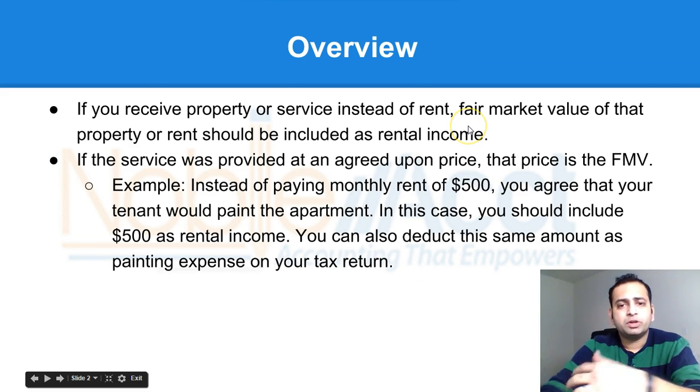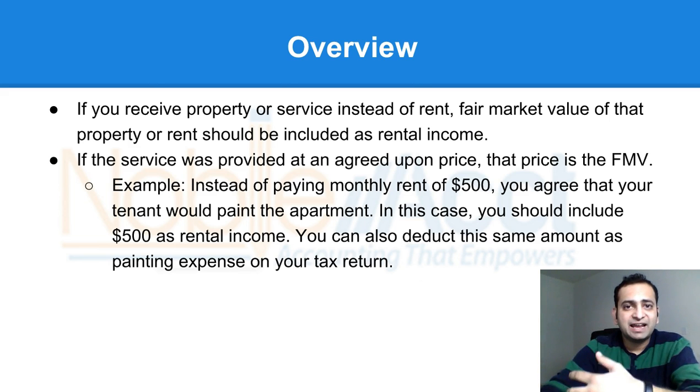rental income. So even though you did not receive any money for the rent, your tenant actually did perform a service at an agreed upon price, and as per the regulations, you're supposed to include that agreed upon price as rental income. In this case, the agreed upon price was one month's rent, so that means $500 you would have to include as rental income for the service that your tenant provided.